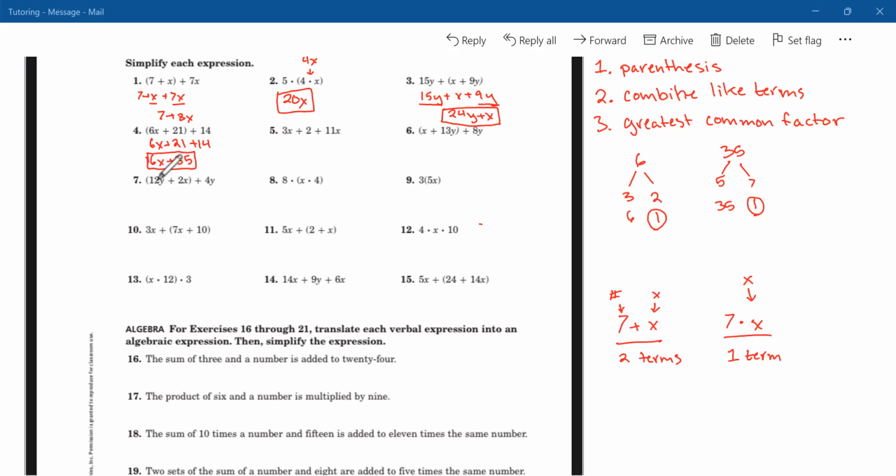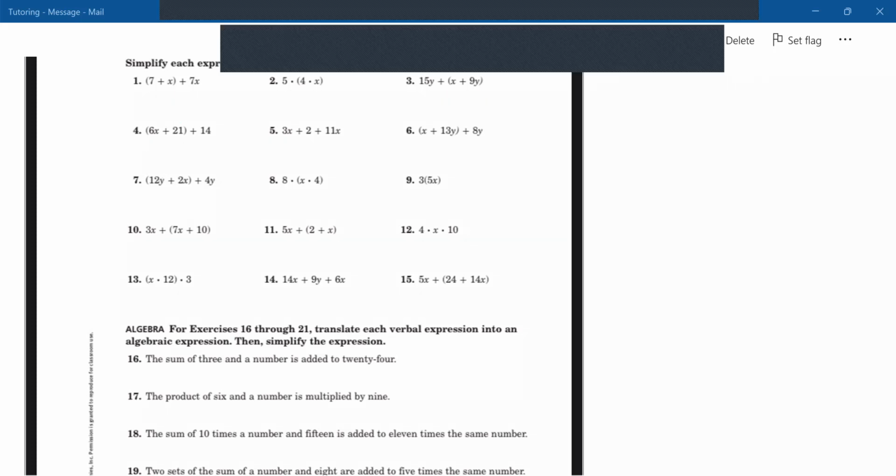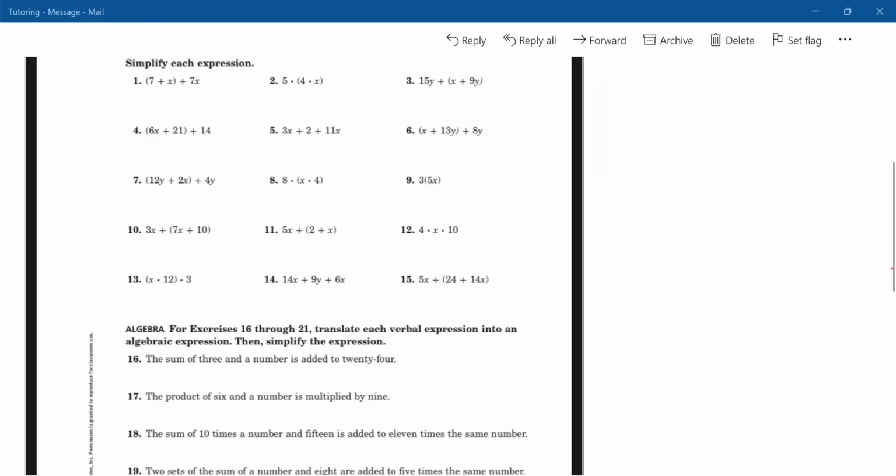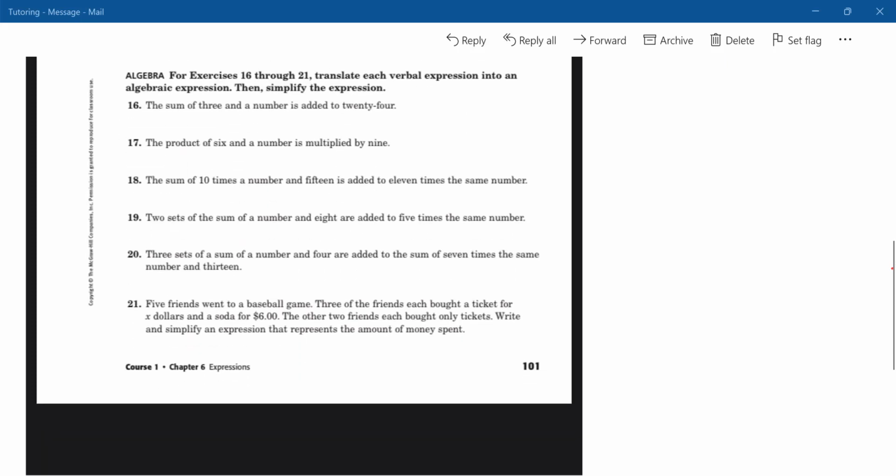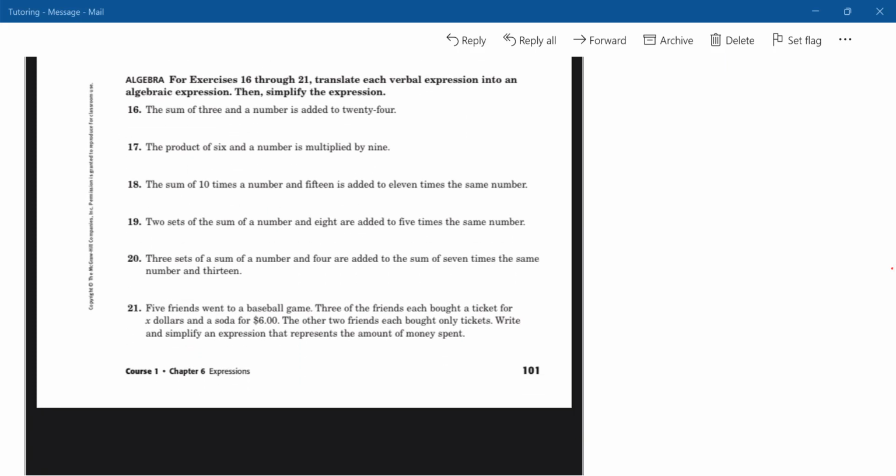Now we can go to practice on some word problems. Let's first look at number 16. It says the sum of 3 and a number is added to 24. And we know from reading this part that they want us to first translate each expression and then they want to simplify.